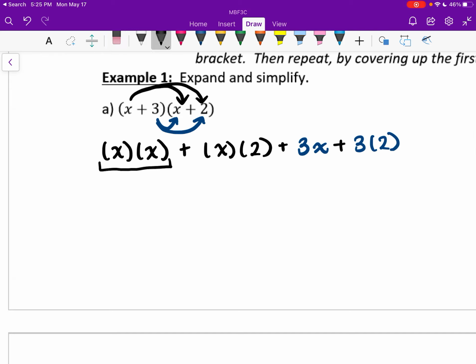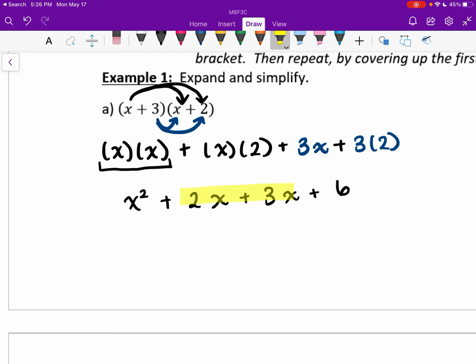So I collect the like terms here. I just multiply here. x times x is just x squared. 2 times x is 2x. Plus 3 times x, which is 3x, plus 3 times 2, which is 6.